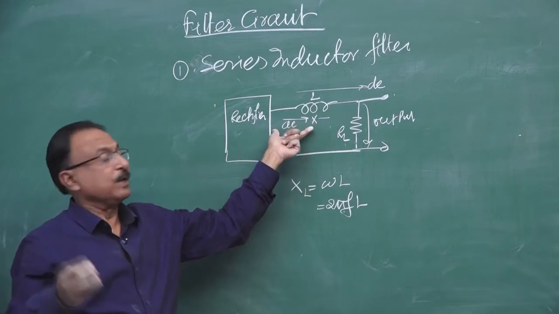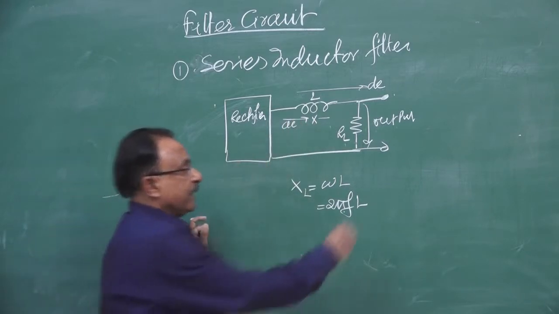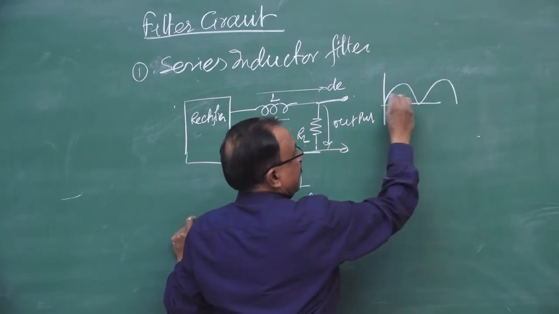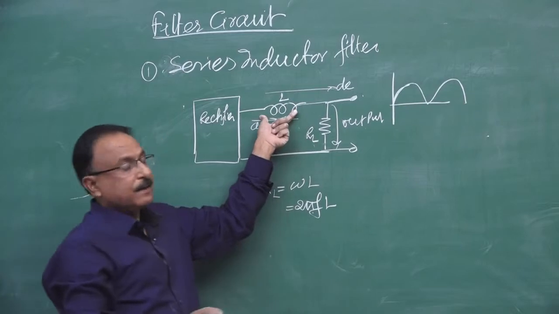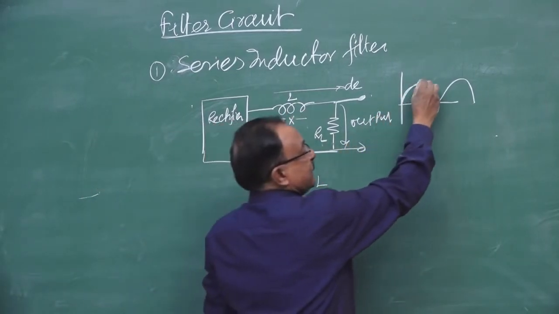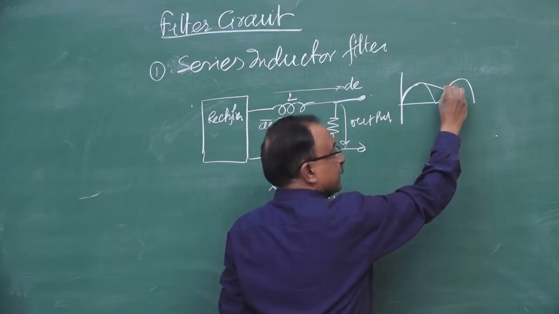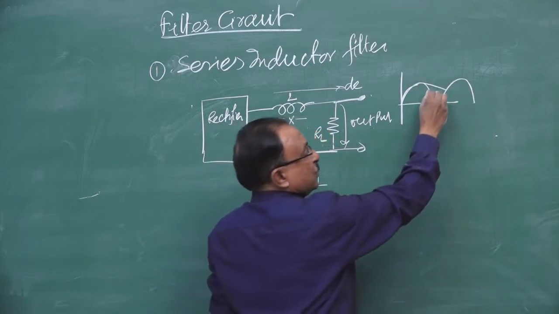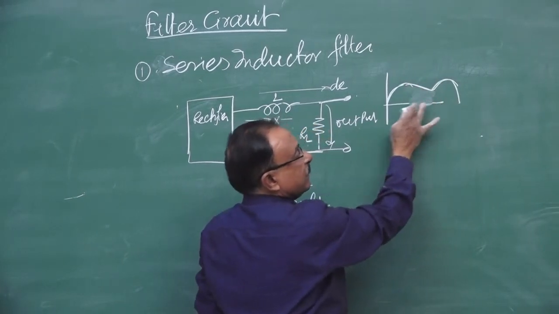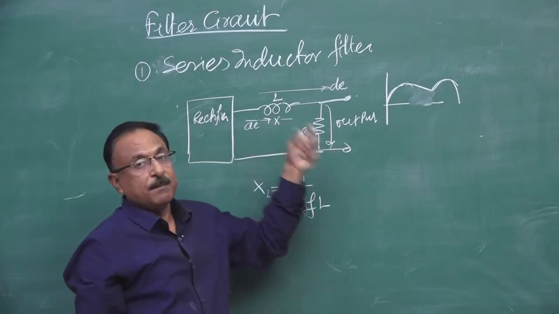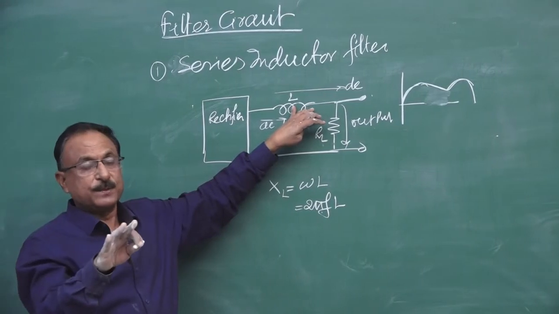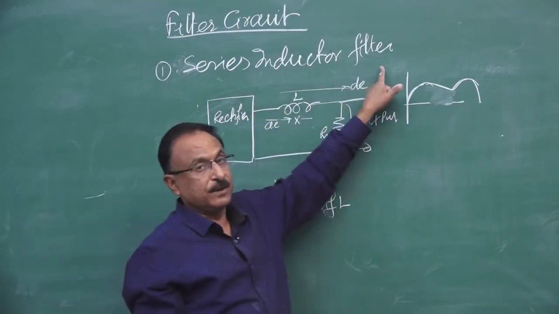In another way, we can also say that when current is increasing, the energy is stored in the inductor in the form of a magnetic field. When current decreases, the stored energy is released in the form of current, and so the fluctuations are minimized. This way, by storing and releasing energy, the inductor smooths the current. This is the series inductor filter.